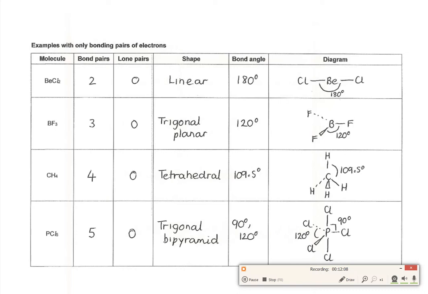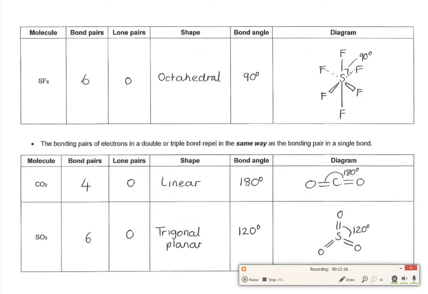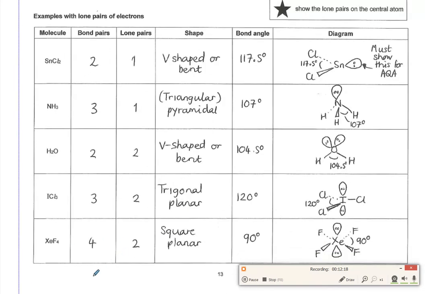So every single one of these shapes is based on their bond pairs and their lone pairs. I'm just going to skip this one, just pop to here. And then on page 13 of your notes, you have the shapes when you have bond pairs and lone pairs.